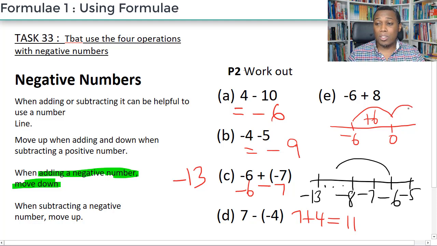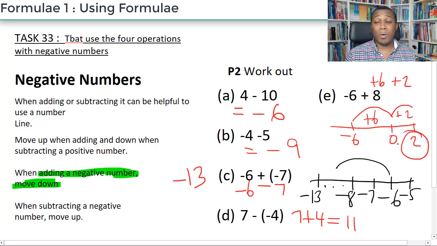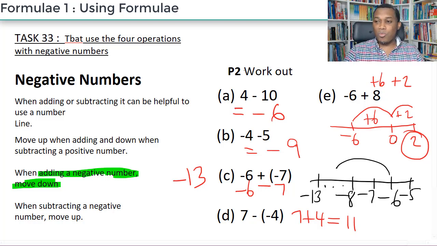So you need to add 2 more to get the effect of adding 8. Adding 8 is adding 6 and then adding 2. That's the best way to think about it in this case. And that means the answer we will get to is +2. -6 plus 8 is +2. All positive. So that's a recap of negative numbers.